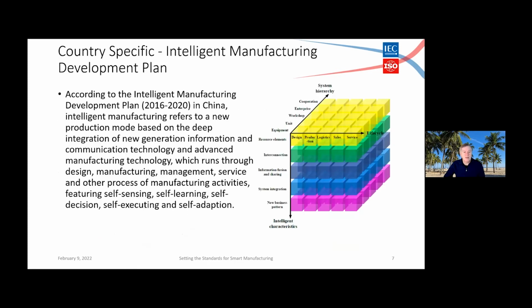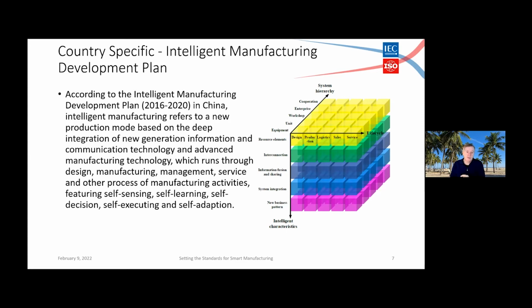Another one that we were looking at was a model from China. It's the Intelligent Manufacturing Development Plan from China. Again, a three-dimensional model: system hierarchy, equipment, unit, workshop, enterprise, similar to the 62264. The resources, resource elements, interconnections, and then the life cycle themselves. So a little bit similar to the RAMI model, but again three-dimensional, the idea being, depending upon your problem space, you will focus on some aspect of those multiple dimensions.